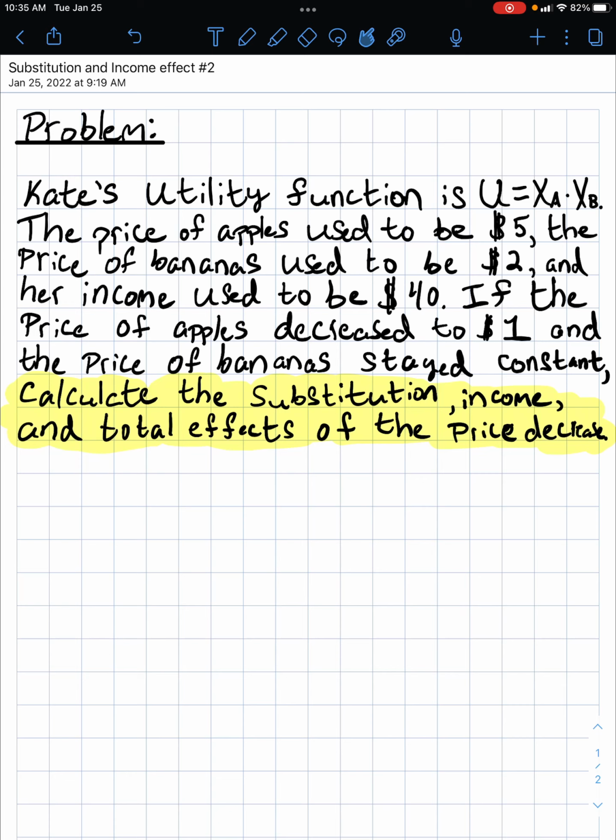The problem: Kate's utility function is u equals x of a times x of b. The price of apples used to be $5. The price of bananas used to be $2. And her income used to be $40. If the price of apples decreased to $1 and the price of bananas stayed constant, calculate the substitution, income, and total effects of the price decrease. Now take a few moments, pause this video, and solve this question.